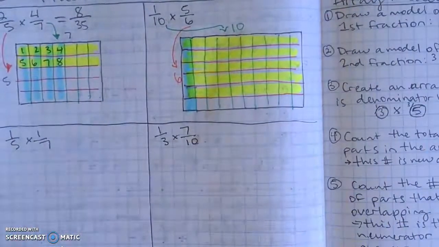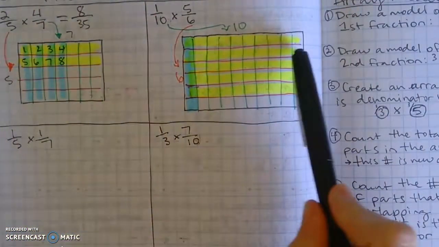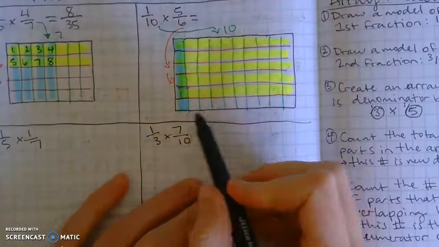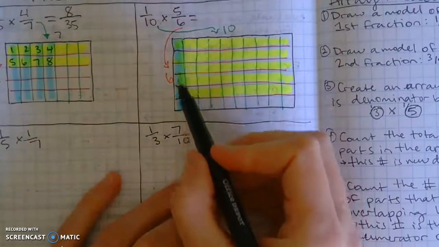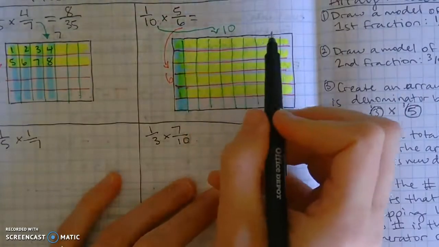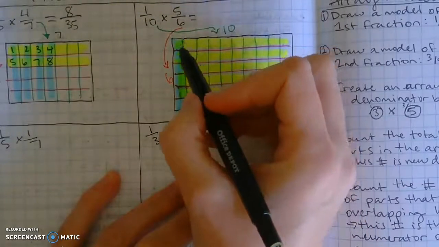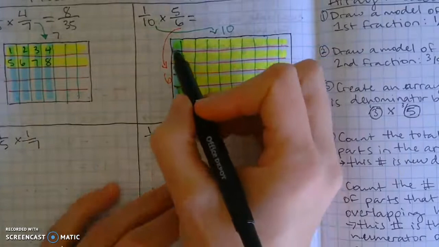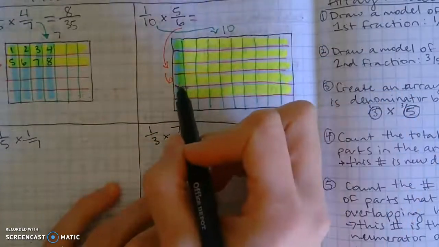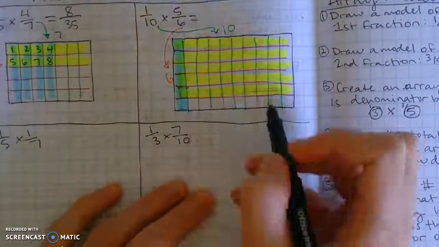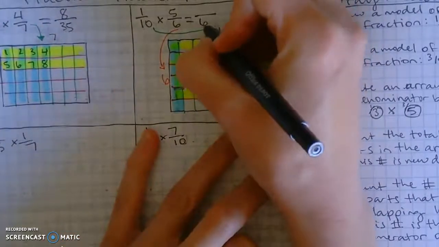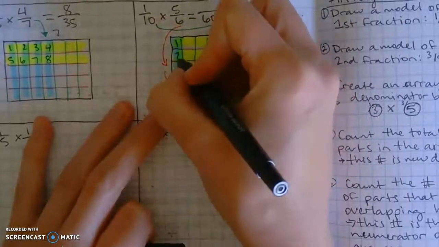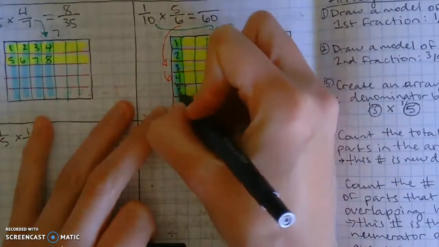Now I need to count up how many total squares I made, because that's going to be my denominator. It's out of how many. I know that this is 6 here, and I'm going to skip count by 10s. I know that this is 10 here, and I'm going to skip count 6 times. So 10, 20, 30, 40, 50, and 60. So my denominator is going to be 60. And then I'm going to count those overlaps. So I have 1, 2, 3, 4, 5.